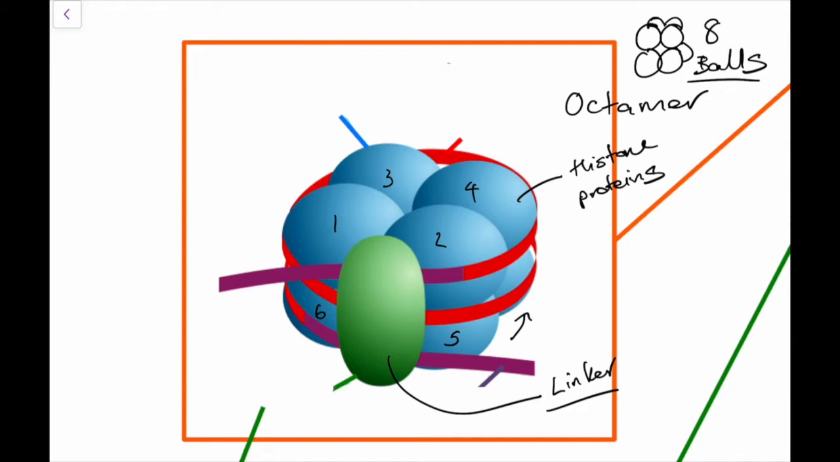And then you can see that the DNA is wrapped around, and it's almost 2 turns. It's actually exactly 1.7 turns, which is 146 bases of DNA. Wraps around, and then it goes off, and then there'll be another nucleosome. So let's just have a look at all that.